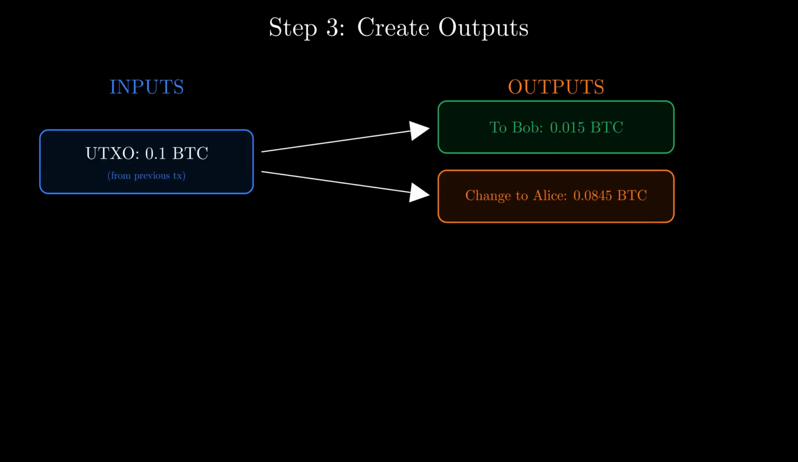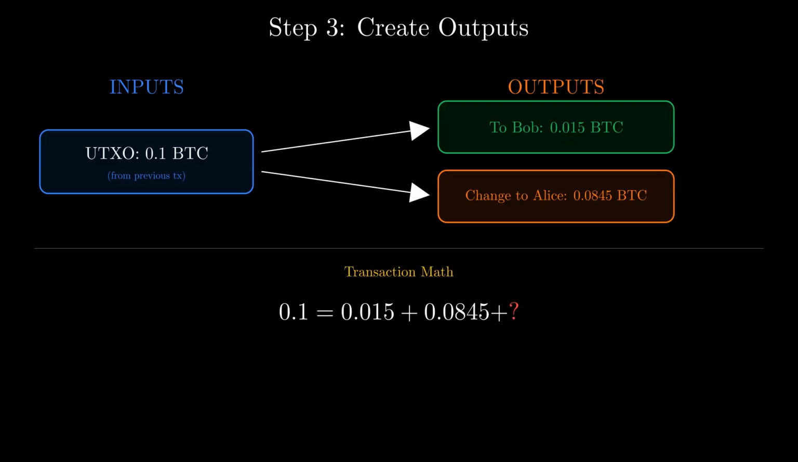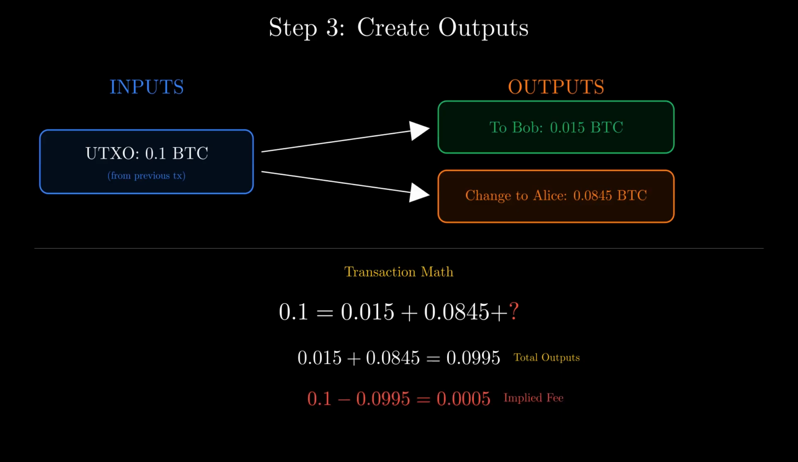Output 2, change back to Alice, 0.0845 Bitcoin. Think of it like paying with a dollar bill for a 70-cent item. You get change back. Now let's look at the math. The input is 0.1 Bitcoin. The outputs are 0.015 to Bob plus 0.0845 in change back to Alice, which together equals 0.0995. That leaves a gap of 0.0005 Bitcoin. Here's the key insight.